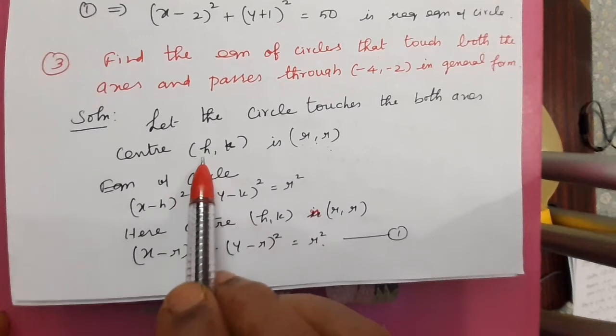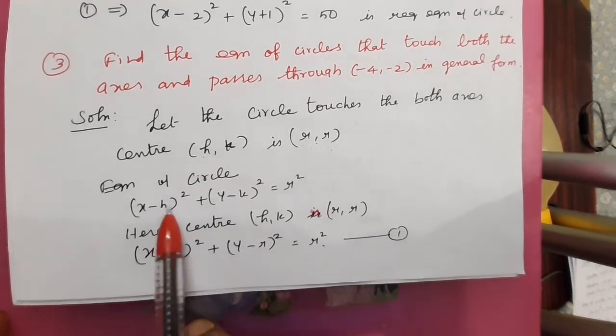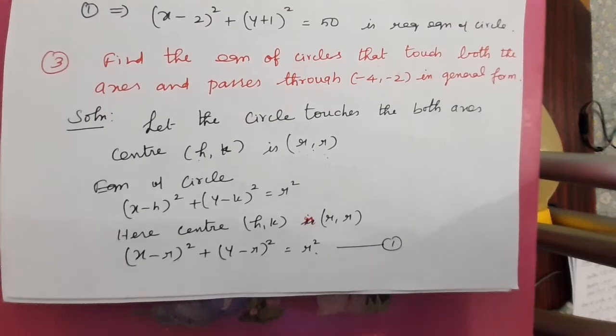So the center h, k is taken as r, r. So for h, k you substitute the value r: (x − r)² + (y − r)² = r². This is equation 1.